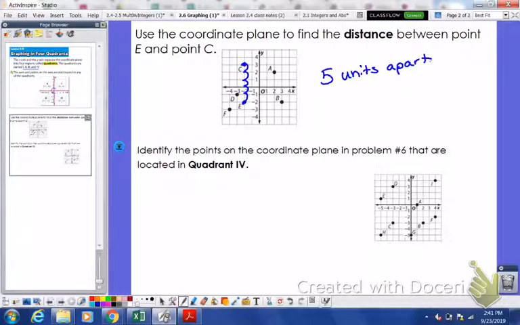All right, and last up, identify the points on the coordinate plane in problem number 6, which is this graph, that are located in quadrant 4. So first off, quadrant 4, right here. So our points in quadrant 4, we have B, and we have F. We do not include G or A because those are on our axes. A is on the x-axis. And then point G is on the y-axis. So they are not in any of the quadrants.